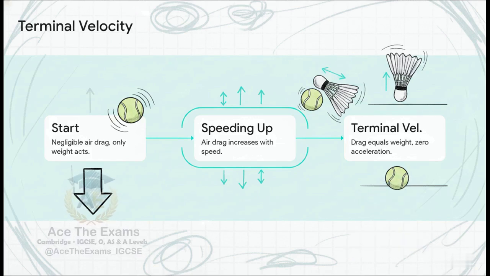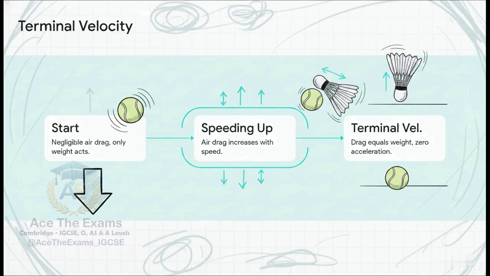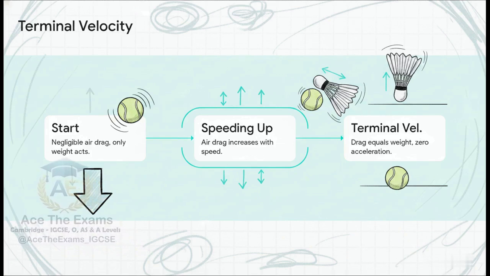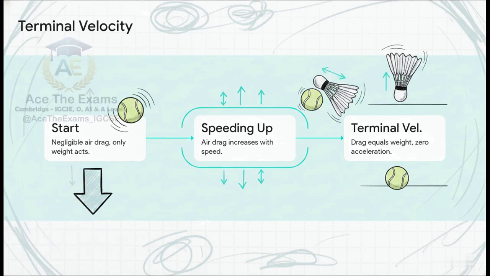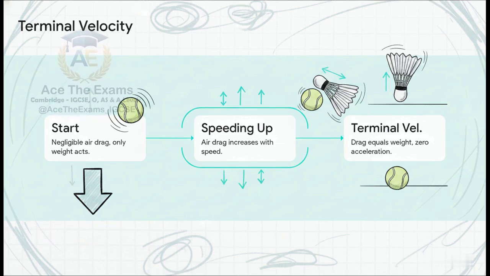Step 3: eventually the upward drag perfectly equals the downward weight. The resultant force is exactly 0. Newton's first law takes over. The object no longer accelerates, it falls at a constant speed called terminal velocity. The shuttlecock reaches a much lower terminal velocity much sooner, which is exactly why it hits the ground long after the tennis ball.